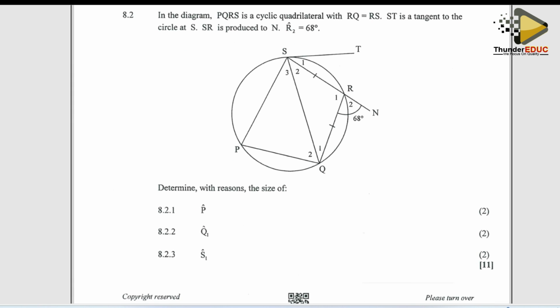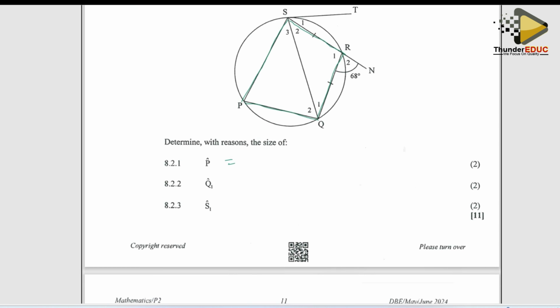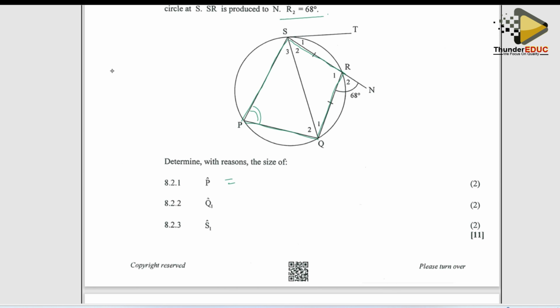Okay. Then 8.2, in the diagram, we have a cyclic quad. Let me just highlight the cyclic quad that they're talking about. RS is a tangent to the circle, R produced, R2 is 68. Then they want us to get the size of P. So this P is an interior angle of the cyclic quad, so it should be equal to 68. The reason, tell us it's exterior angle of the cyclic quad.